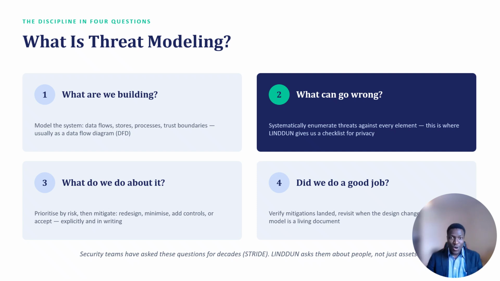Thirdly, what do we do about it? It's not helpful to identify what we're building and what can go wrong without deciding what to do about it. In this stage, we prioritize and mitigate. We can mitigate by redesigning the whole system, by using methods like minimizing controls, or even at times explicitly accepting the risk.